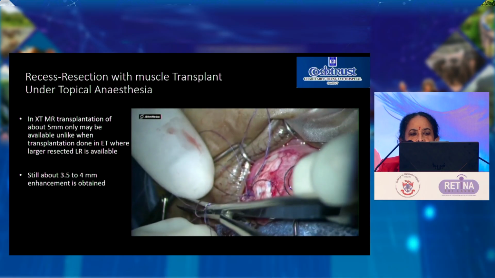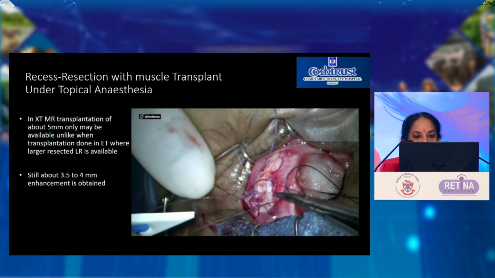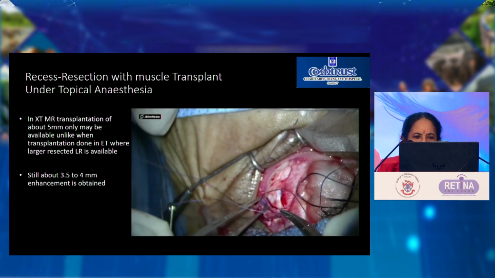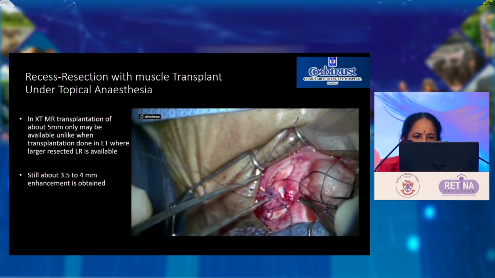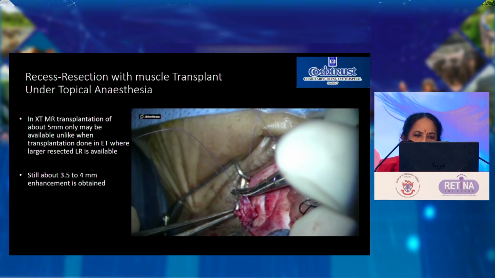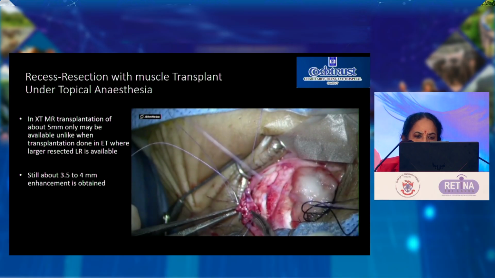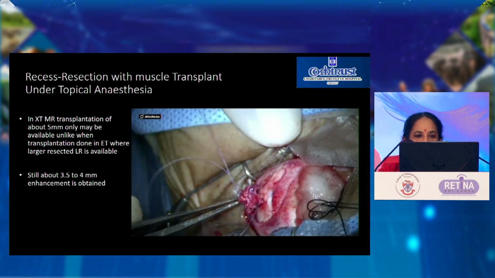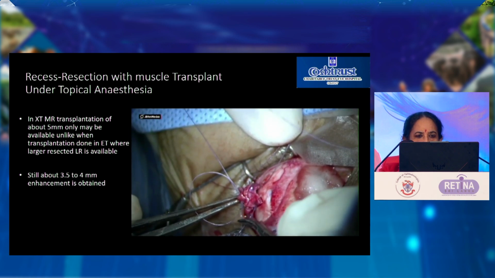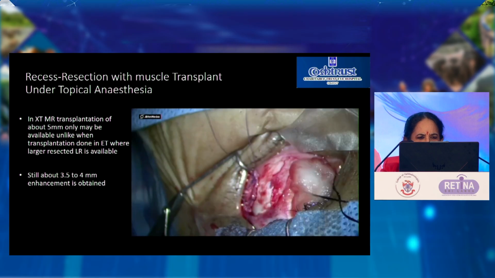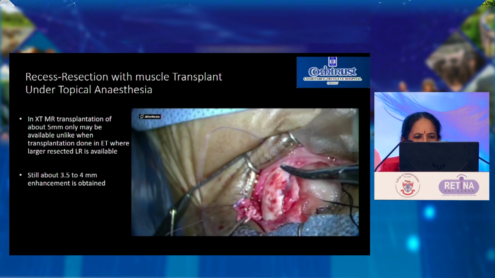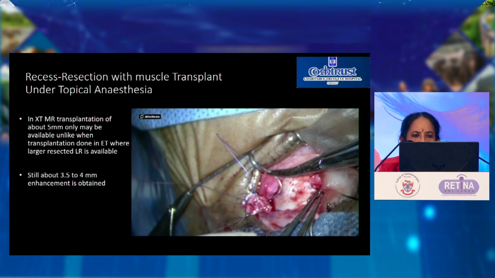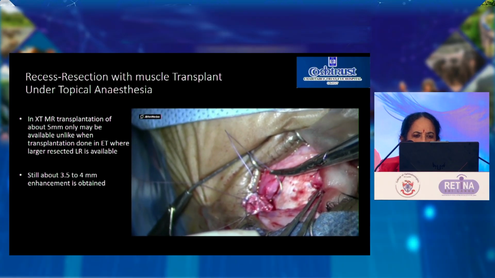So it is sutured, and so I think I will. Yeah, that is the lengthening obtained, and I would like to fast forward it. So that is about 10 millimeters behind the insertion of the lateral rectus. We are suturing the muscle.